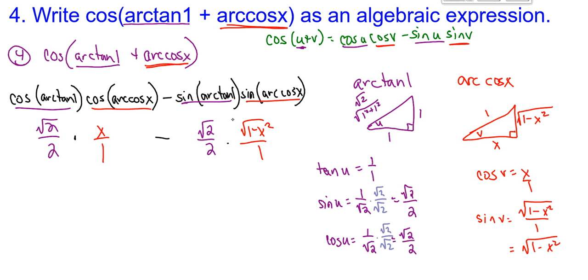And then when I do all that, I get the square root of 2 times x, which is the square root of 2x. I'll write it that way, but just be cautious that the square root doesn't drift. They're both over 2, so I can just write it as minus the square root of 2 times the square root of 1 minus x squared, all over 2, that common denominator of 2.